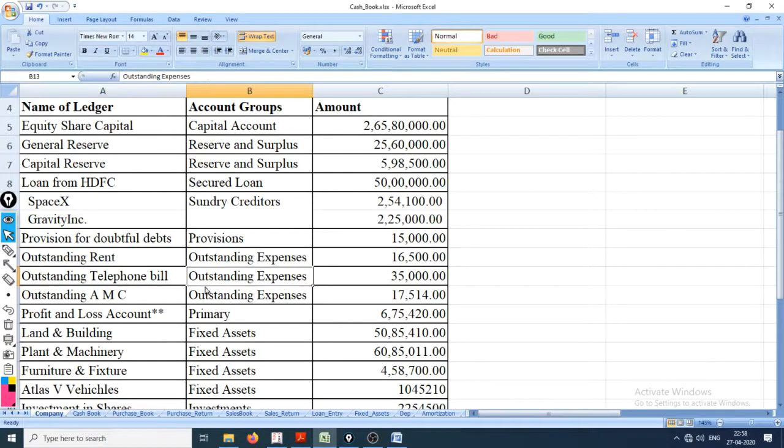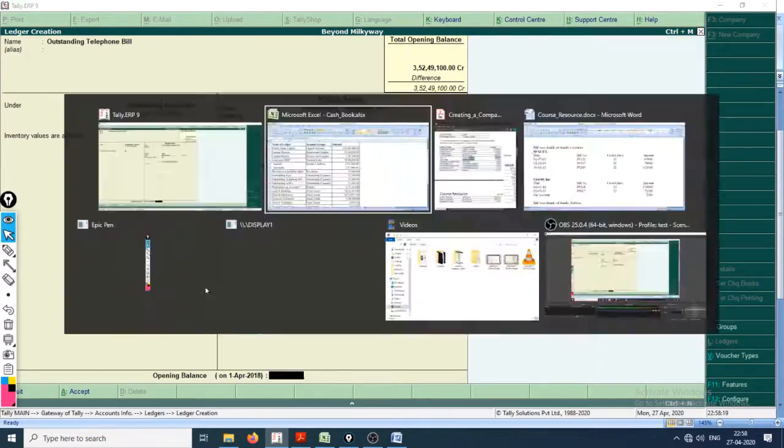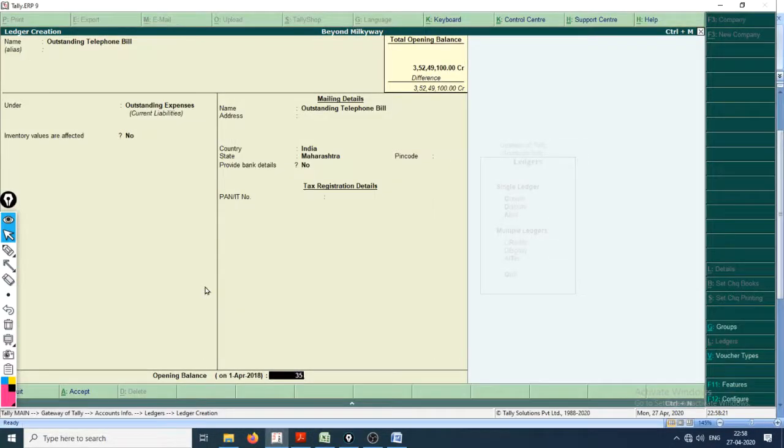Outstanding telephone bill. Okay, same. And how much is the amount outstanding? 35,000. We will have a separate lecture on what outstanding is, but now let me give you a quick go through what an outstanding expense is.